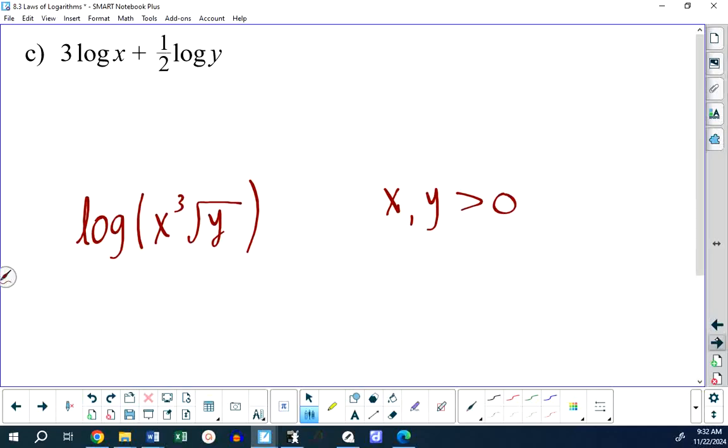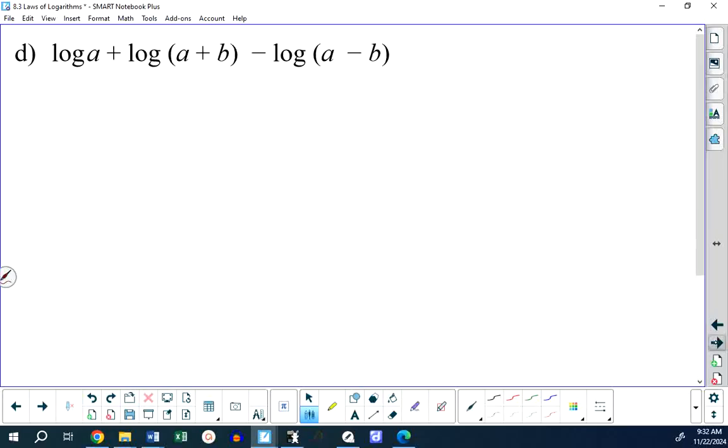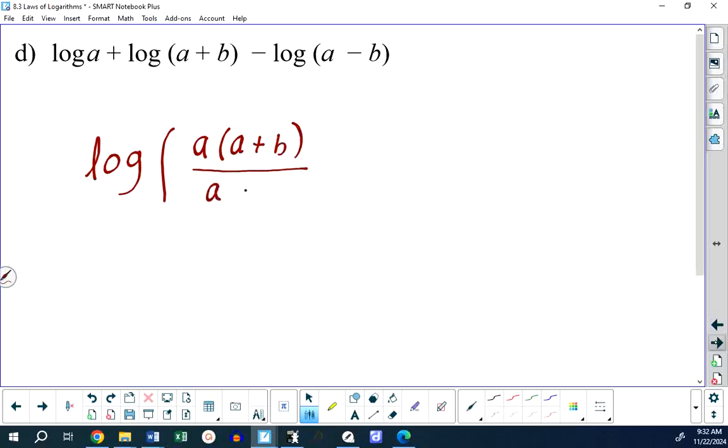One final question, right? Okay. As I said, it's not a long lesson. What is this equal to? Well, to begin with, it's not a big deal to write what this is equal to. It's log of a times a plus b over a minus b. I don't really need that set of brackets on the bottom.